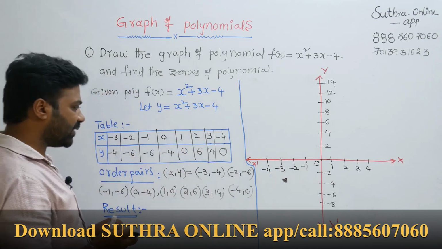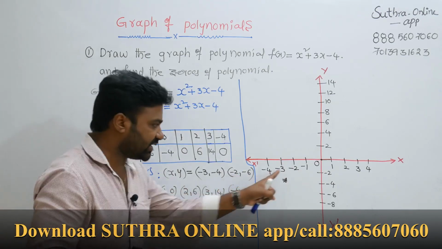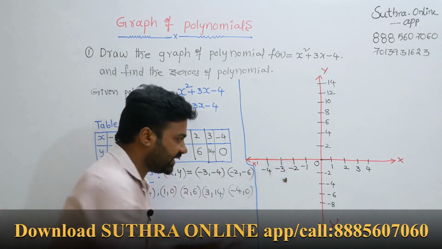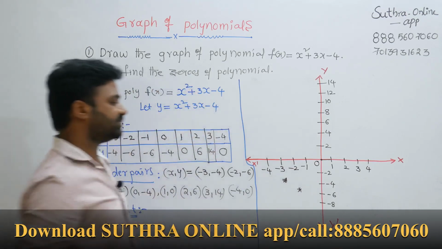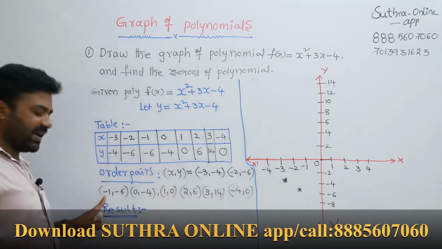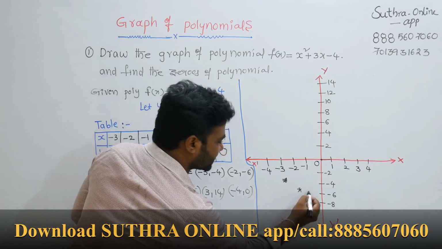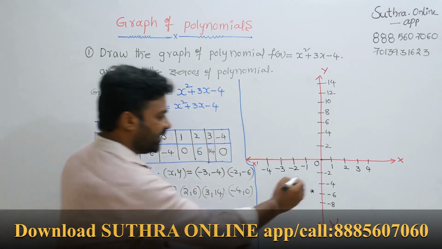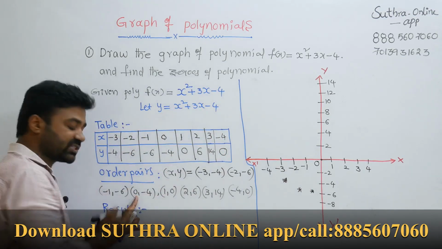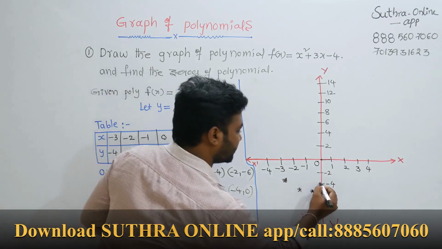Next, the second order pair -2 comma -6. X equal -2, y equal -6 is here. Then here we can take that plotting point. Next x equal to -1, y equal to -6. Then same. Next x equal to 0, y equal to -4. Here x coordinate 0 lies on the y axis. Then here.